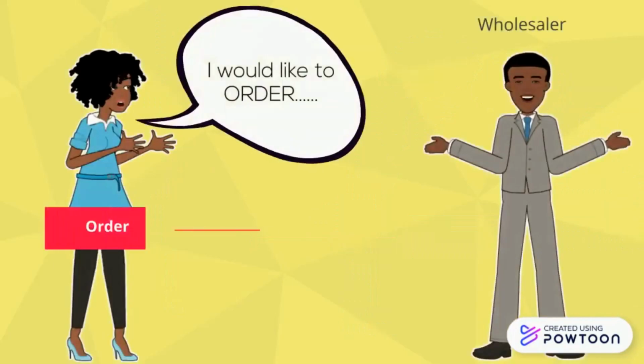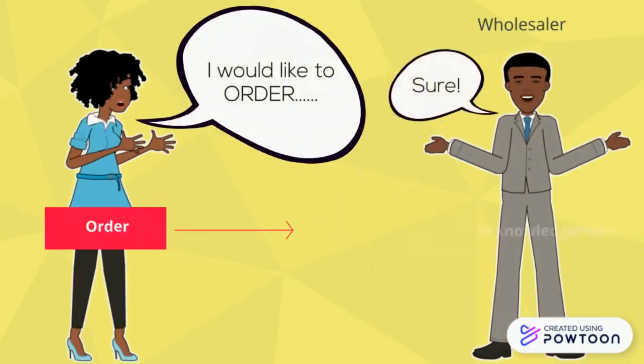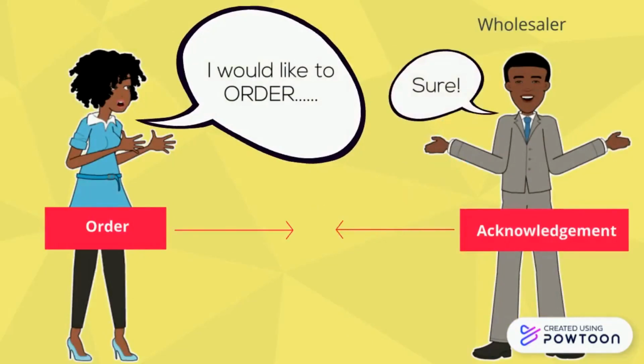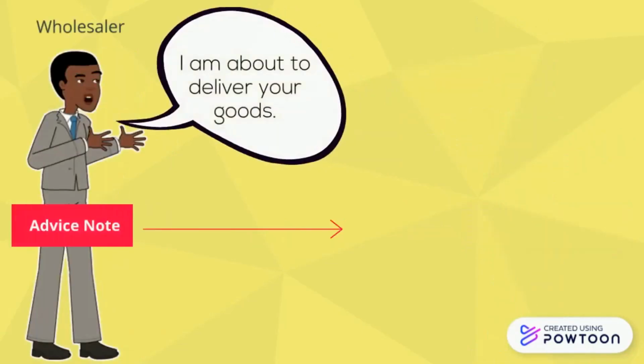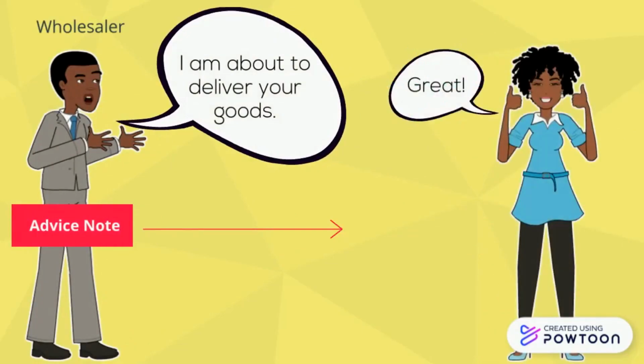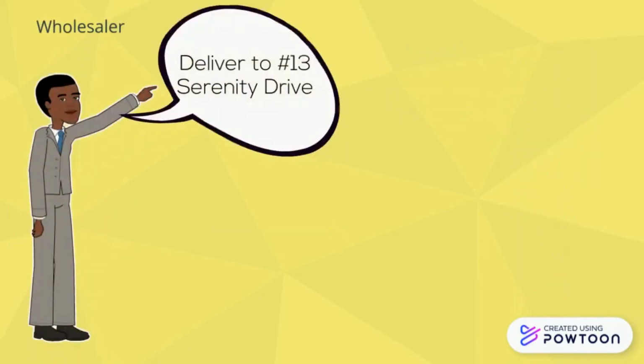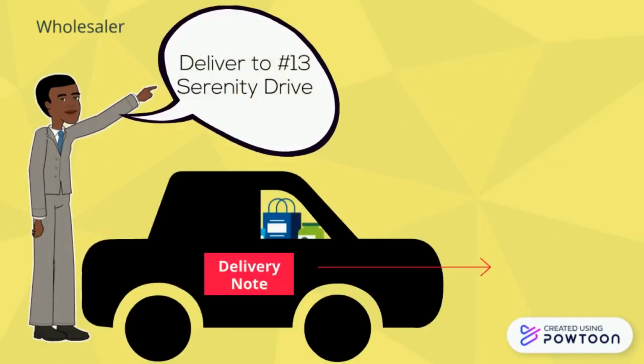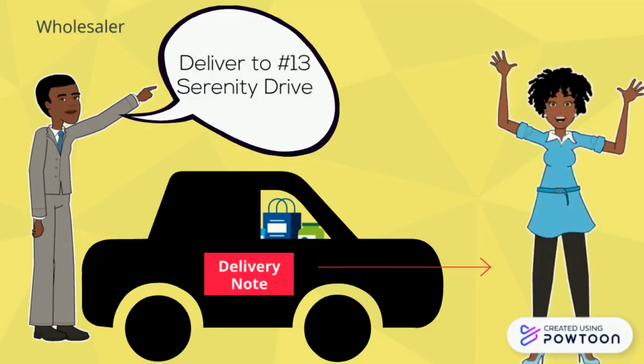Once I've chosen the wholesaler I want to go with, I place an order with him. In turn, he gives me a document known as an acknowledgement to confirm my order. The wholesaler then packages my goods and sends an advice note to let me know your goods are on the way. Once the goods are on their way to being delivered, a document known as the delivery note is sent with it. That is so that I, as the consumer, can confirm that everything I ordered is in the delivery.